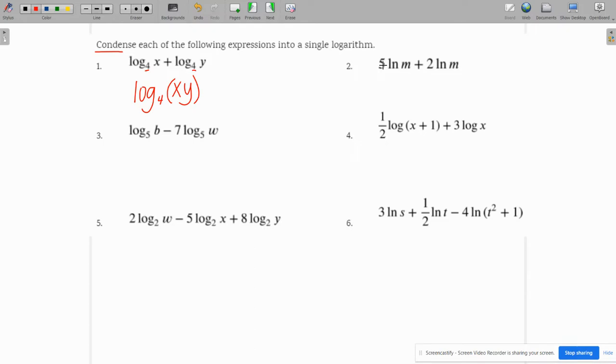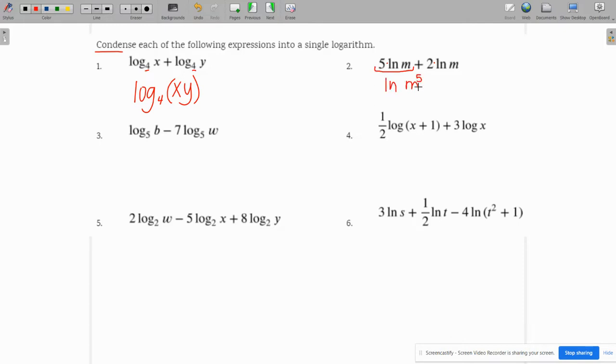The next one, 5 times the natural log of m plus 2 times the natural log of m. So I can see that I'm adding two natural logarithms, or logs with base e, but I also see that each of these are being multiplied in front by a number. So in this case, you need to think about PEMDAS, or order of operations, and you need to ask yourself what comes first, addition or multiplication? And we know multiplication comes first. So I want to do 5 times the natural log of m first.